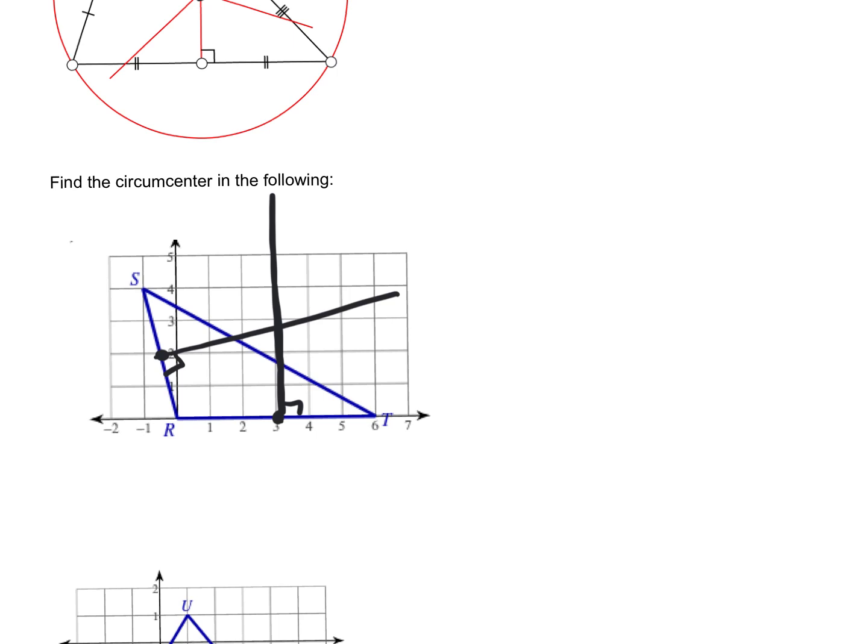Now, ST is a little tricky. The middle of ST, let's say the middle of ST looks something like that. So if I go perpendicular to ST, I get something that looks like this. So my circumcenter is actually outside of the triangle. This is my circumcenter. Looks to be like, I don't know, 3, 3 maybe.